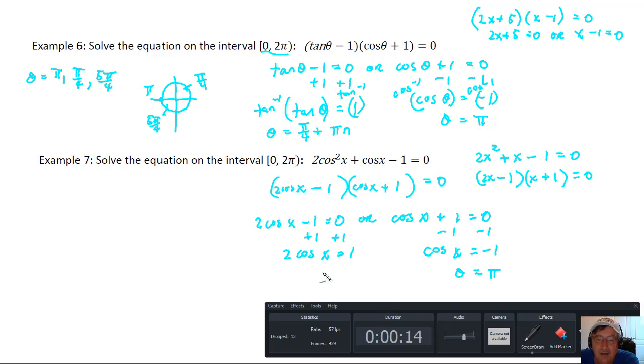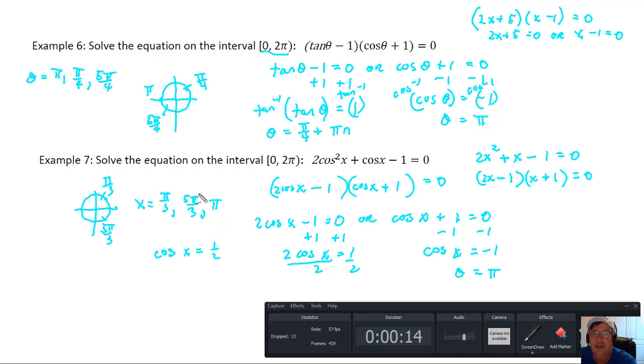Divide this by 2, and I think we might have even seen this one earlier in the video. Where is the cosine x equal to 1/2 at? I think we have seen this one. It is here and here at pi over 3 and at 5 pi over 3. Again, you could take the inverse or arc cosine. So the answers to this one, I think they're looking for, x equals pi over 3, 5 pi over 3, and pi.